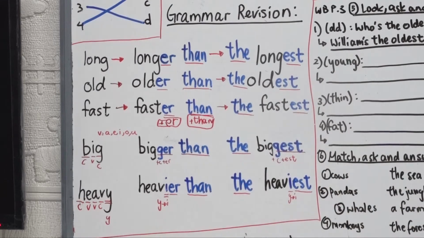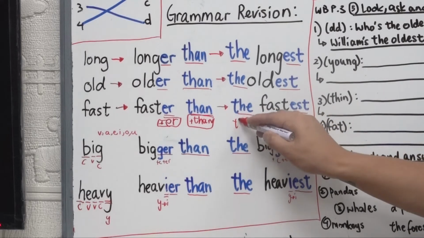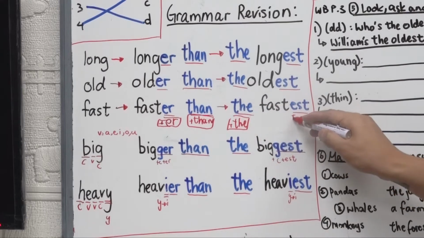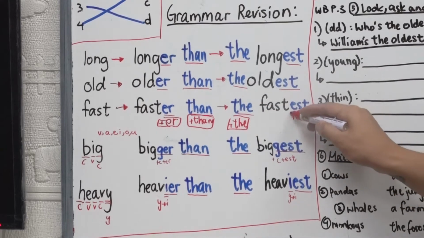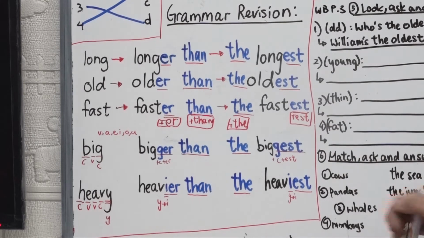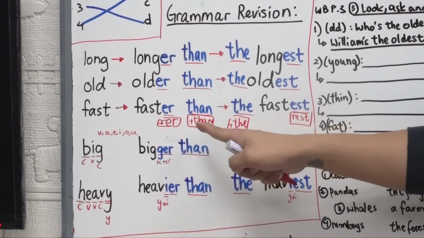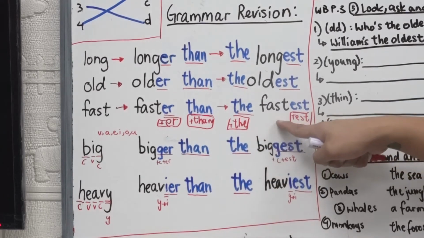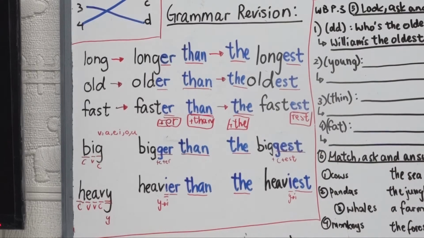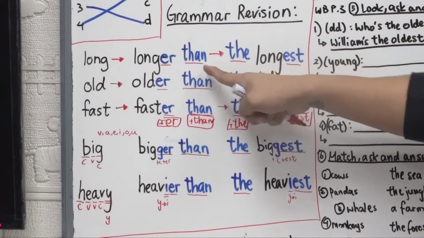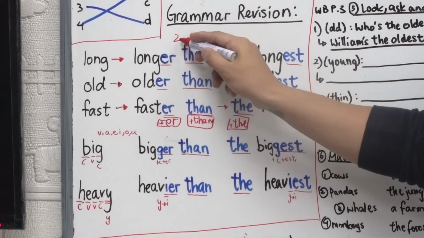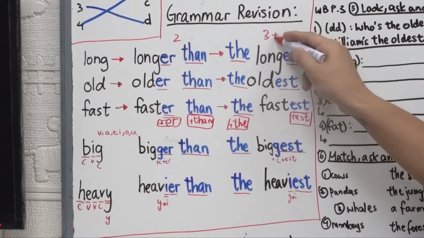Okay? And then for superlative adjective, we will have the word the. Don't forget the word the. And then ending in est. But don't forget, er comes first and then than comes after er. The comes first and then est comes after the. Okay? In comparative, this one is superlative. Two things or two animals, this one is three or more. Okay?